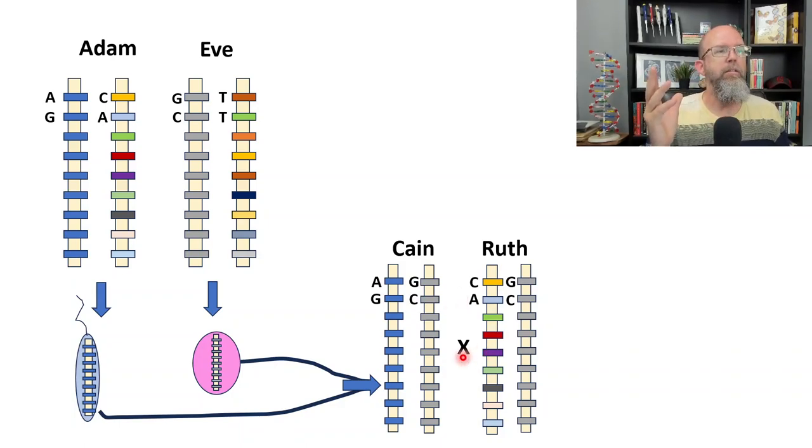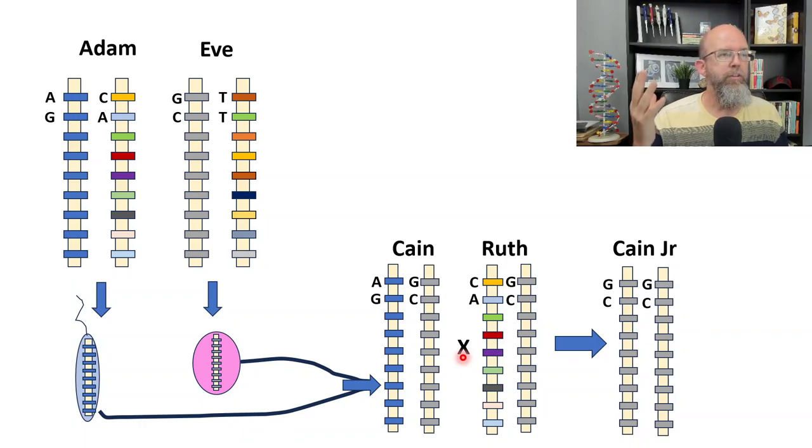Now they're going to have kids. Their first child is Cain Jr. Here's what could happen. It could take the second chromosome from Ruth, the one that she got from her mom, and then it could take the chromosome from Cain, which is also the one he got from his mother. So both Cain and Ruth got a chromosome number one from their mother. They got the same chromosome, and now it's possible to combine Ruth's and Cain's chromosomes and put them together. So Cain Jr. actually has the exact same genetic profile for chromosome number one that mom had for just one chromosome.